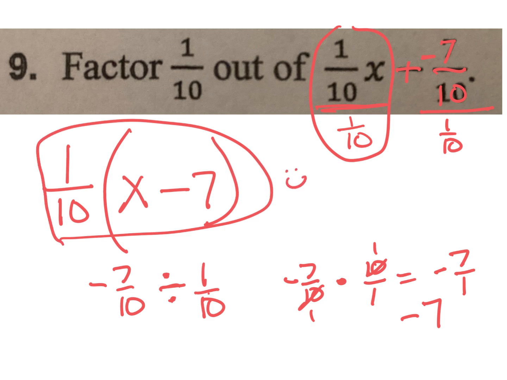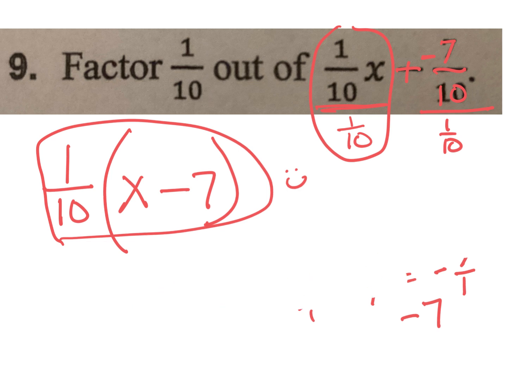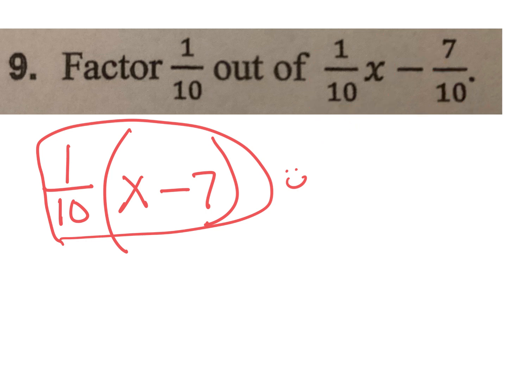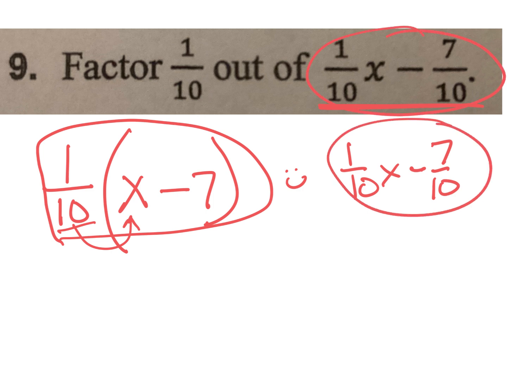And I could check it to make sure that it all works. I want to make sure that if I distribute it, it's going to give me this right here. 1/10 times x is 1/10 x, and 1/10 times negative 7 is going to be a negative 7/10, and this is the same as that. So I did it.